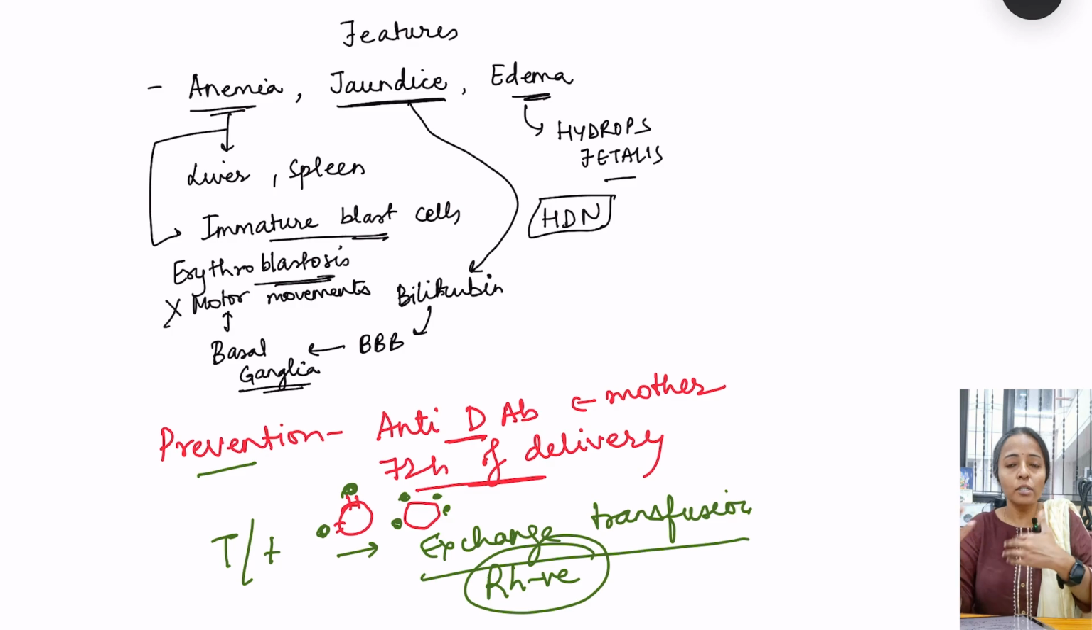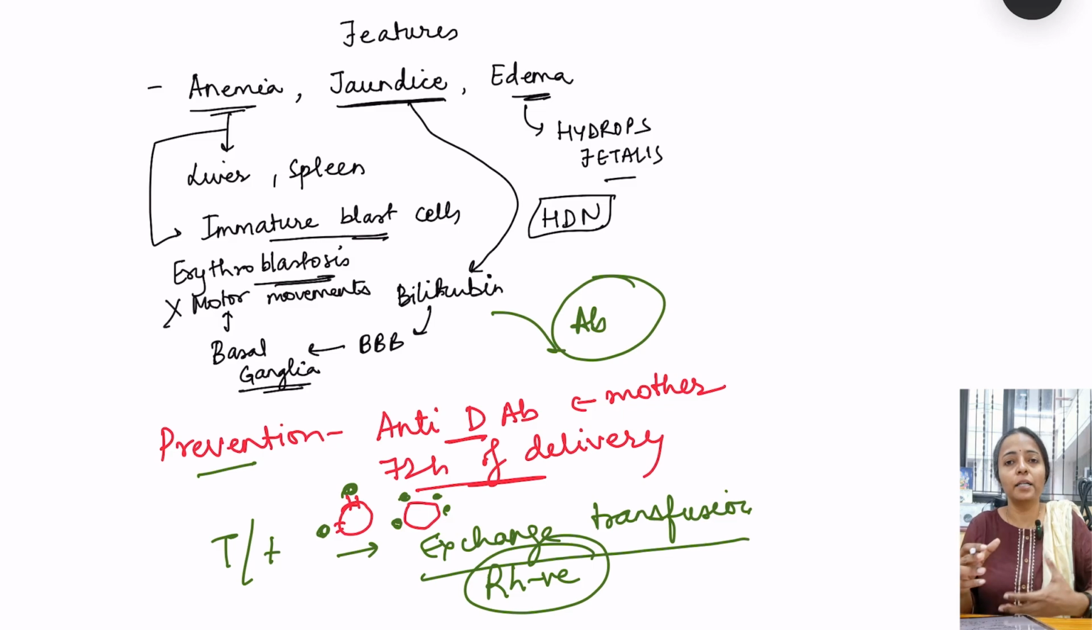Okay. So this exchange transfusion, removal of the Rh positive blood and transfusing Rh negative blood, is done quite a few times in the first 2 months after delivery. And over time, the antibodies which have entered into the fetal blood will also be destroyed. So over time, when these antibodies are removed, then this exchange transfusion is stopped.